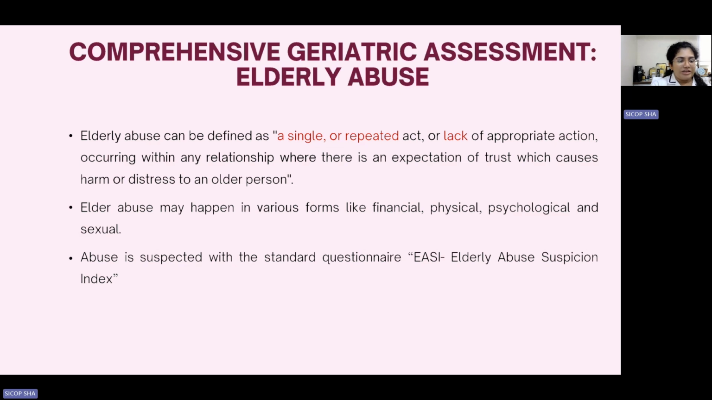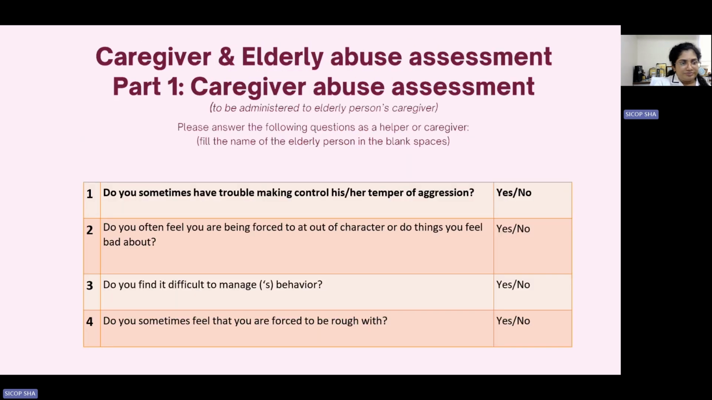Next point in the comprehensive geriatric assessment is elderly abuse. It is an important point of your assessment. Elderly abuse can be defined as a single or repeated act, or lack of appropriate action, occurring within any relationship where there is an expectation of trust, which causes harm or distress to an older person. Elder abuse may happen in various forms like financial, physical, psychological, and sexual. Abuse is suspected with the standard questionnaire EASI, the Elder Abuse Suspicion Index.